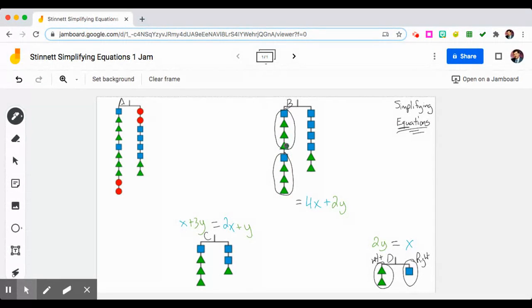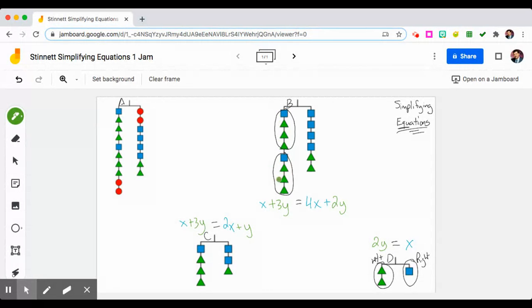So I'm going to write what this pattern is. It's a square plus 3 triangles. All right, square plus 3 triangles. I know what that looks like. 1 square, so that's just 1x right there, plus 3y, because there's 1 square and 3 triangles. So there it is right there.